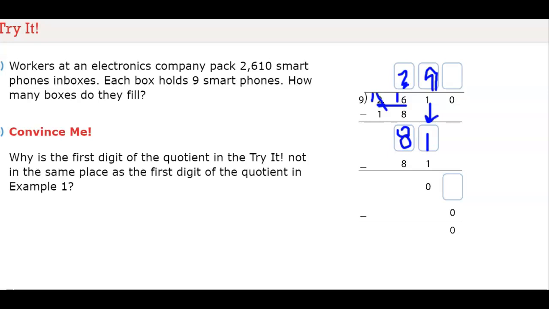And that equals 0. But we still have this 0. So we have to bring that down. That's 0. 9 goes into 0 0 times. And 0 minus 0 equals 0. So we have 290 boxes that they would have to fill with these smartphones.